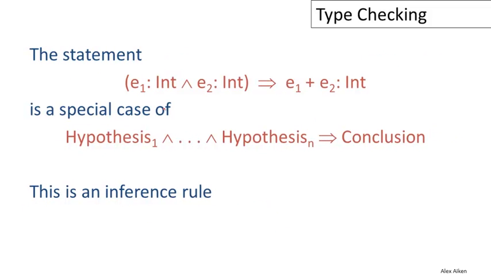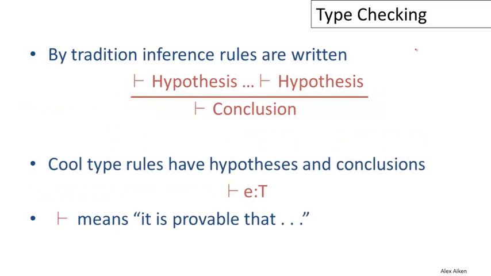Now notice that that statement that we just wrote out is a special case of an inference rule. It's a bunch of hypotheses conjoined together that implies some conclusion. The traditional notation for inference rules is given here. The hypotheses are written above a horizontal line and the conclusion is written below. And it means exactly the same thing as what we had on the previous slide. Namely that if all the things above the horizontal line are true, these are all the hypotheses, then the thing below the horizontal line can be concluded to be true.